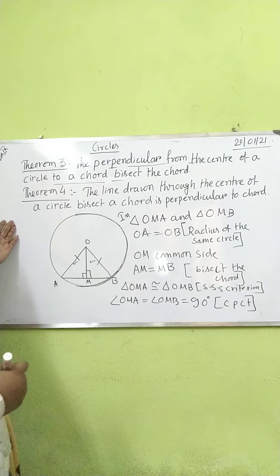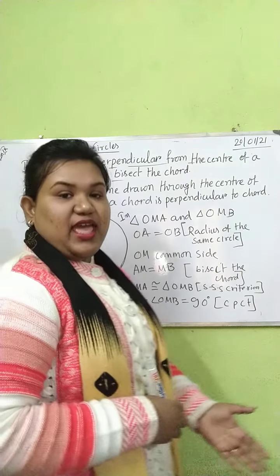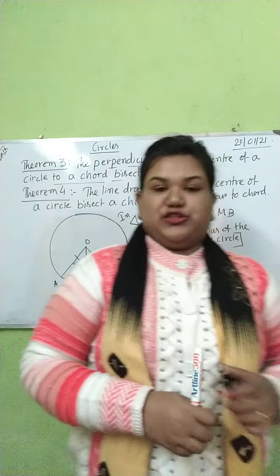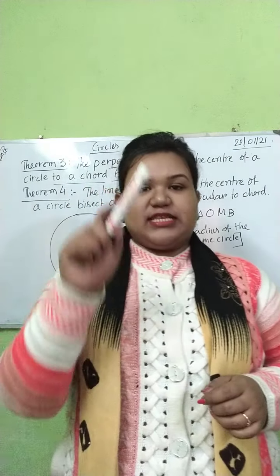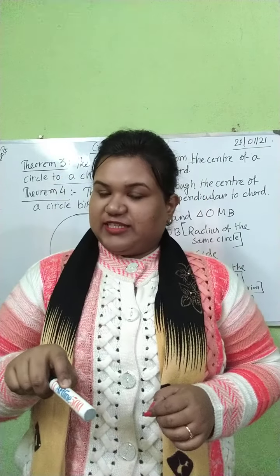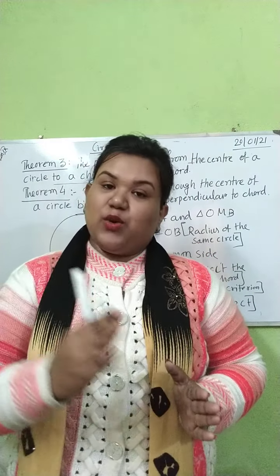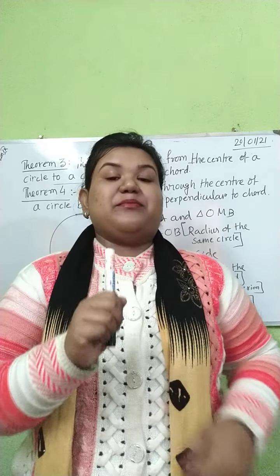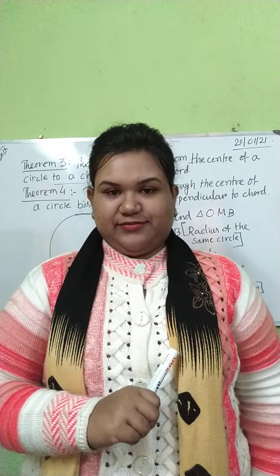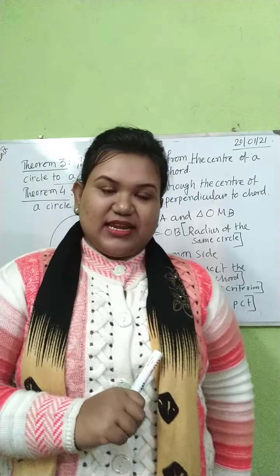So what are the two theorems we have learned today? That is, if we draw a perpendicular from the center to a chord of a circle, then it will bisect the chord, that means into equal halves, and it will make 90 degrees there. Okay, hope you all understand that.